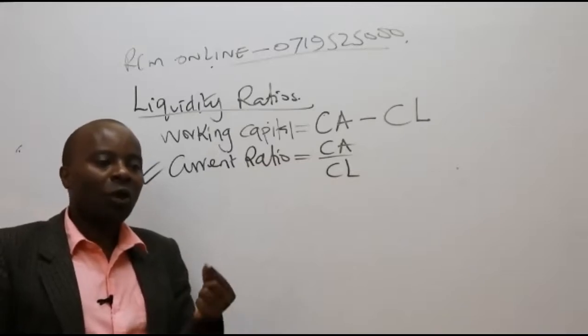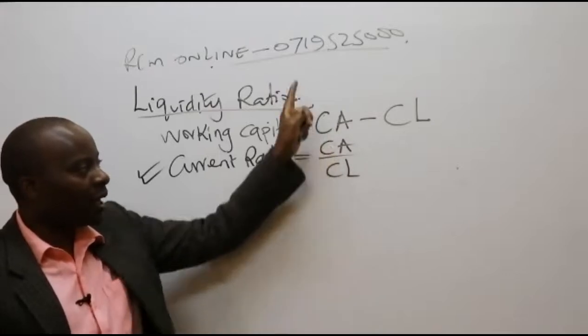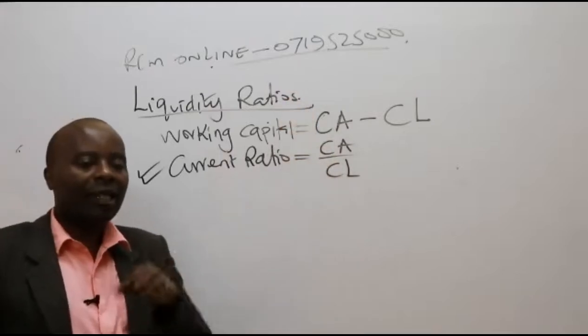And current ratio can only be more than 1 if the current assets, just like we said here, are more than the current liabilities.